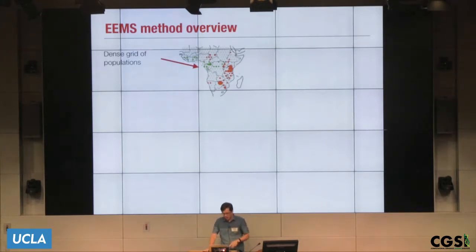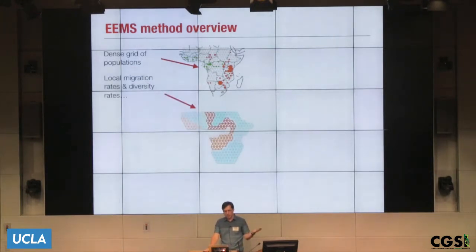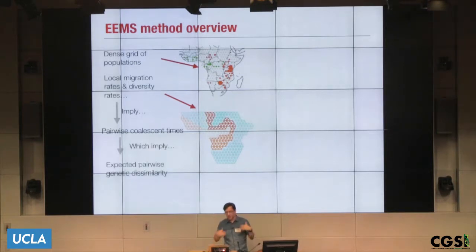And I'll say something about this in a minute, too. But okay, so we have this basic grid of populations that define a stepping stone model. Then we have these local migration rates and diversity rates that, as I mentioned, underlie our ability to compute pairwise coalescent times. And those pairwise coalescent times imply expected pairwise genetic dissimilarity. And then we have our observed genetic dissimilarity. So we need to be able to calculate the probability of our observed genetic dissimilarity under this model where we can specify expected genetic dissimilarity.